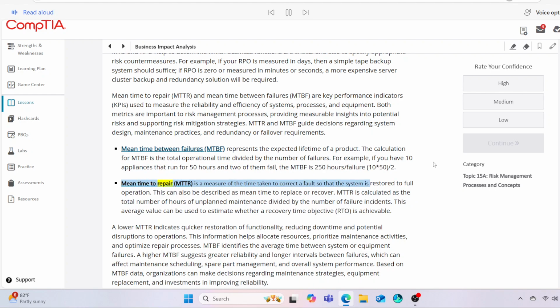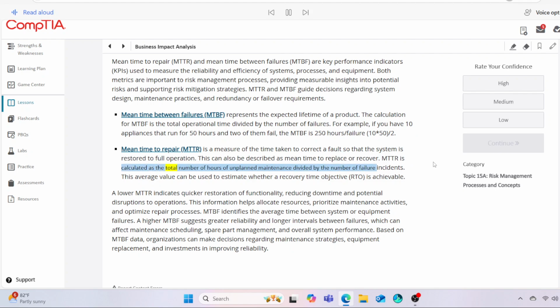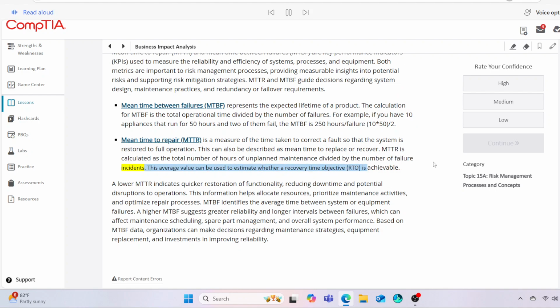Mean time to repair, MTTR, is a measure of the time taken to correct a fault so that the system is restored to full operation. This can also be described as mean time to replace or recover. MTTR is calculated as the total number of hours of unplanned maintenance divided by the number of failure incidents.